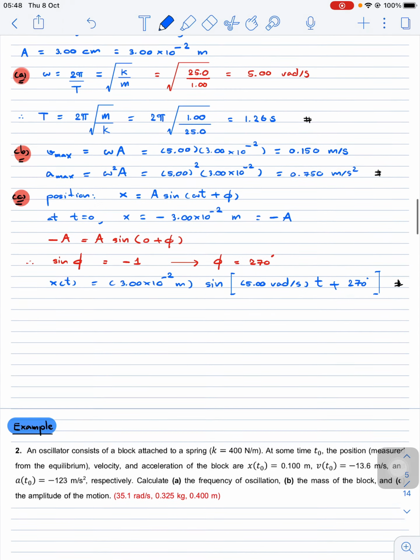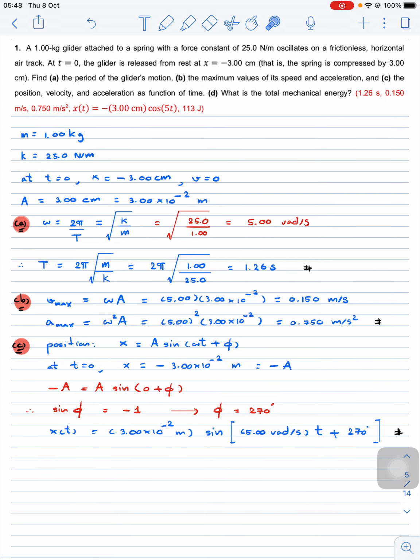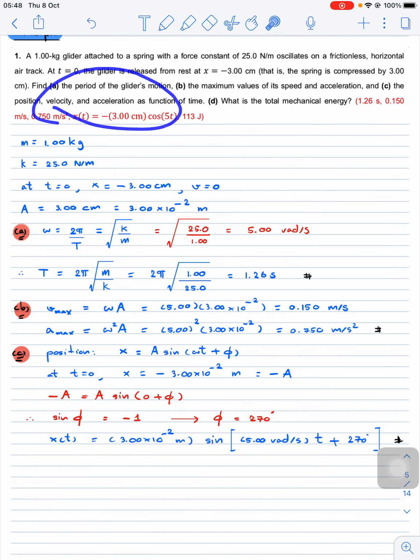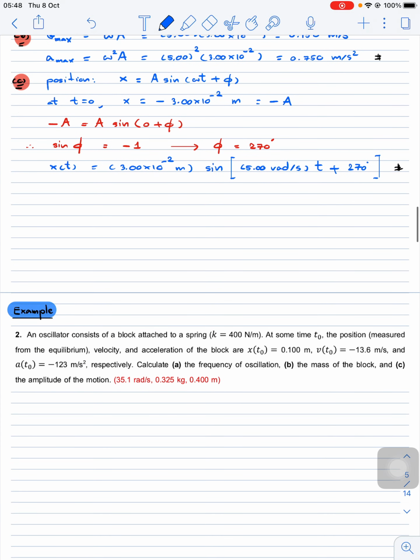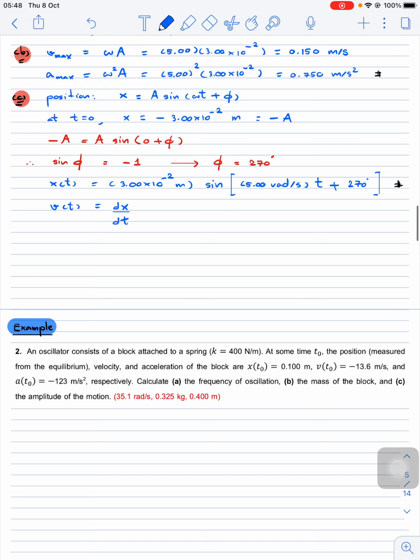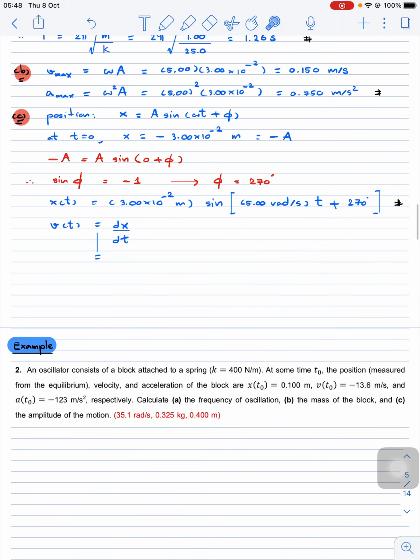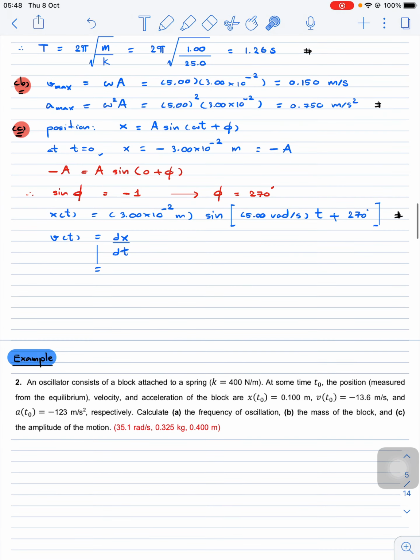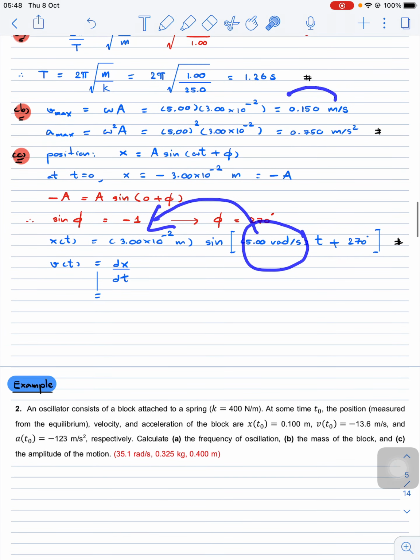So now for the v and the a, right? We can find the same thing. So we can just take the derivative of x to find v. So now for v, okay, v(t) equals dx by dt, right? Then if we find the derivative of this function, it's going to be equal to the cosine function, and we must have the 5 radian per second multiplied with this one, which we know already, equal to 0.15 meter per second.